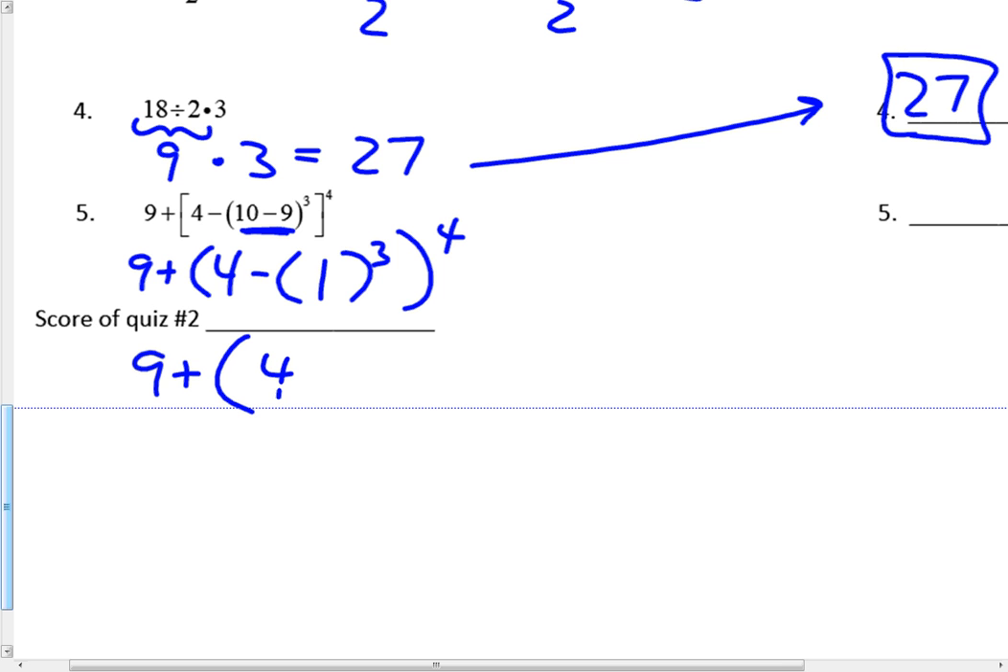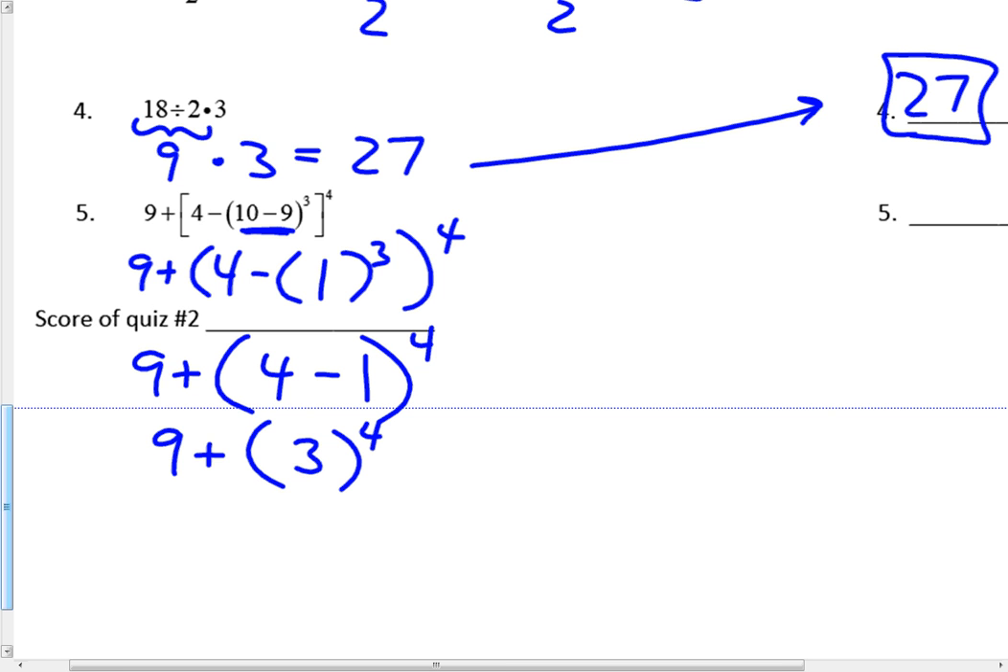Now I've got to start worrying about the powers. What is 1 to the 3rd power? What's 1 times 1 times 1? 1. I've still got a 4 out here. Don't worry about the 4. Do the parentheses. 9 plus 3 to the 4th.